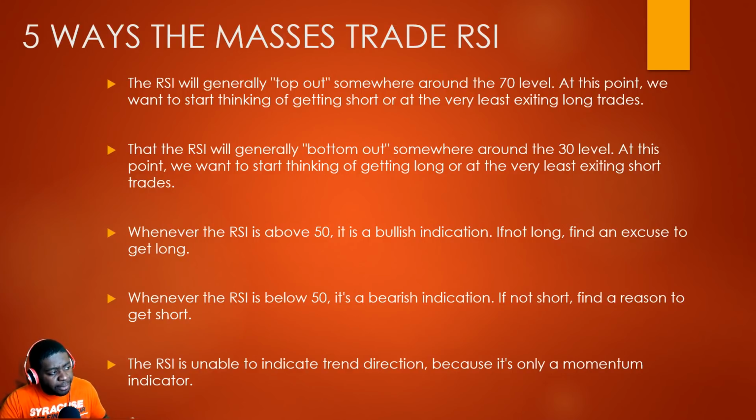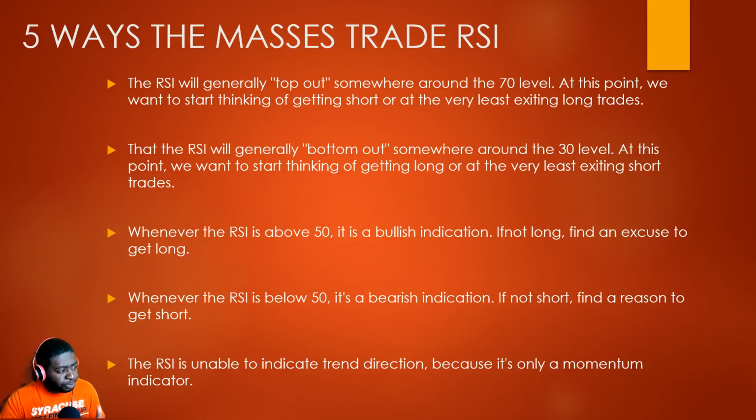They believe that the RSI will generally top out somewhere around 70, right? And that we want to start thinking about getting short or at least exiting long trades at the 70 RSI. I want to show you reasons why that might not be a good thing. They also believe that the RSI will generally bottom out at around 30, and that at this point you want to start thinking about going long or at least exiting short trades and then possibly going long there from the bottom.